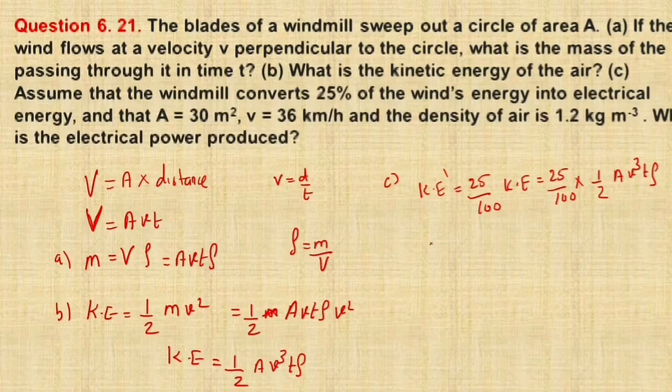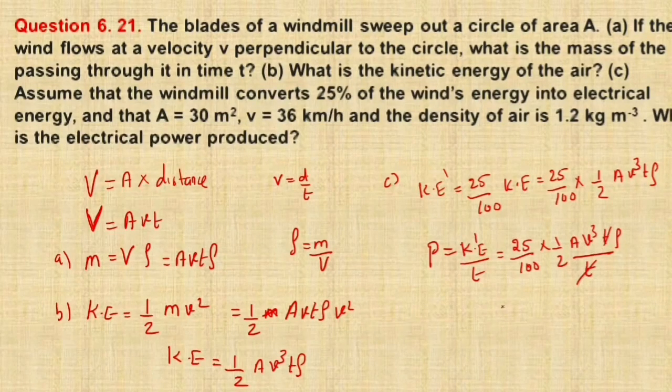What is the electrical power produced? Electrical power is equal to energy by time, right? So K dash divided by time taken. So 25 divided by 100 into 1 by 2 A v cube T into rho, divided by T. T will cancel here. So what is the final answer? 25 divided by 200 into A v cube rho. 25 divided by 200 means 1 by 8. So electrical power produced is equal to 1 by 8 into A into v cube into rho.